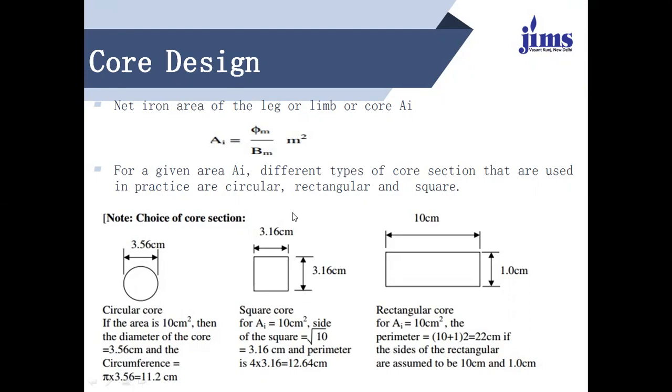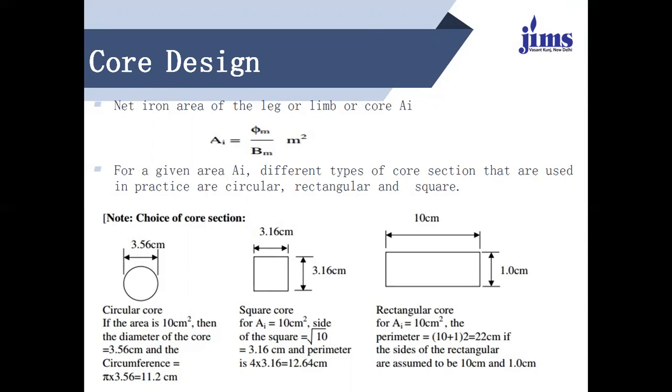Whenever we think about the square core, and we assume the same area of 10 centimeter square, then the side of the square will be the square root of that. So it will be 3.16 centimeter, and the perimeter will be 4 into 3.16, which means 12.64 centimeter.